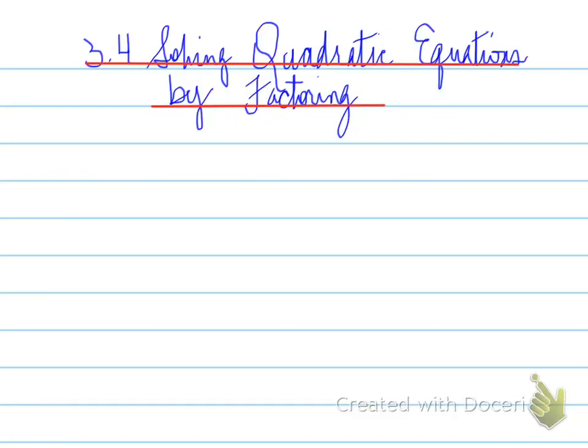3.4, solving quadratic equations by factoring. What we're looking at here, folks, is examples where we need to solve quadratic equations. Just like we've always been doing in this unit, we need to remember that when we have to solve a quadratic equation, one side will always equal 0, because essentially, when we're solving, we're finding solutions, such as the x-intercepts, the zeros, the roots, the solutions.